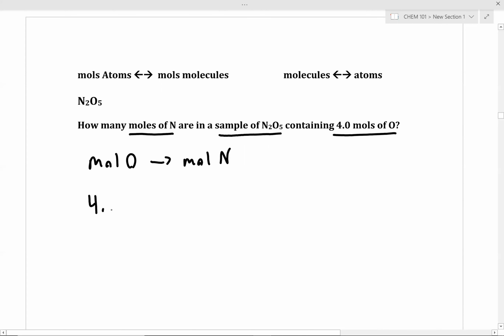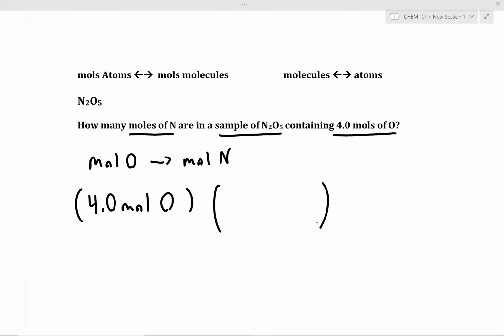Now, given that we start with 4.0 moles of oxygen, my question to all of you is, what units are going to go on top in our conversion factor? Nitrogen, yep. So let's plug that in. Now we have to fill in the blanks here. We have how many moles of nitrogen per how many moles of oxygen? What's our mole to mole ratio? 2 to 5.